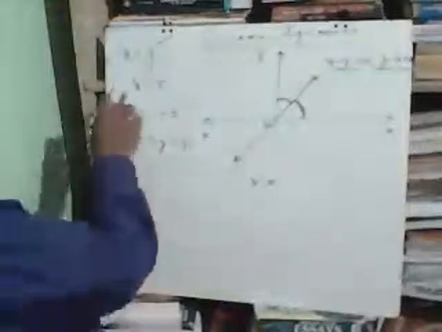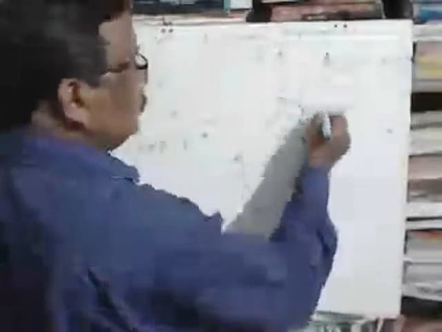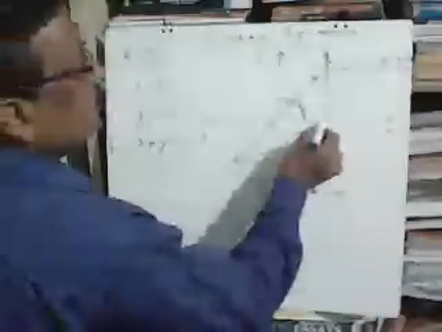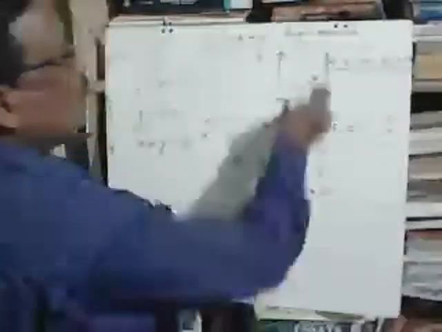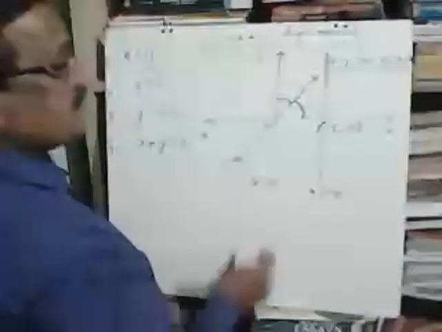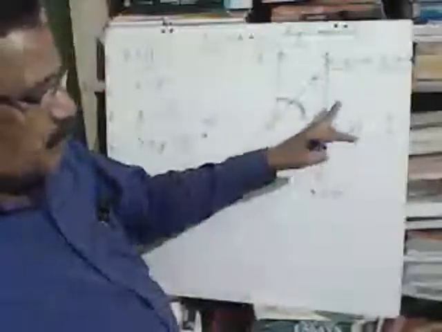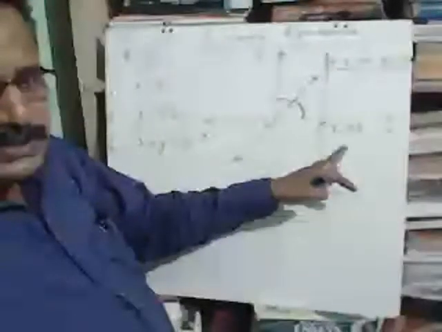Similarly, x equal to 5. Suppose this point is 5. Then this is the line. Throughout this line, x coordinate is 5. So, this is a line passing through the point (5, 0) and parallel to the y-axis. This line is parallel to the y-axis, perpendicular to the x-axis, passing through the point (5, 0). This is your graph line.